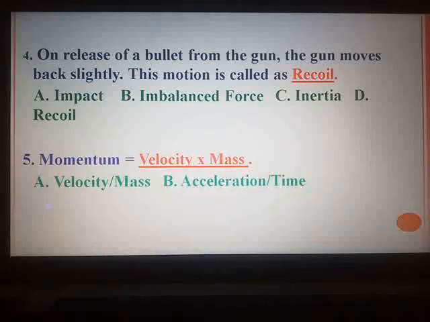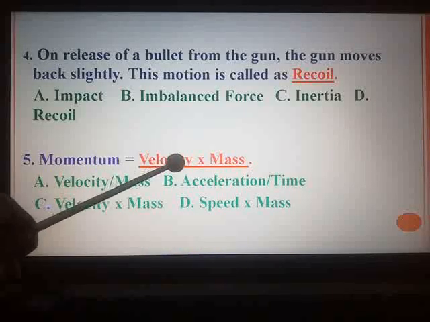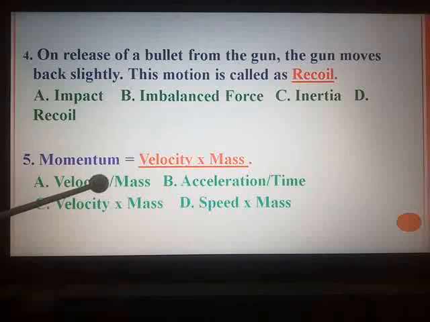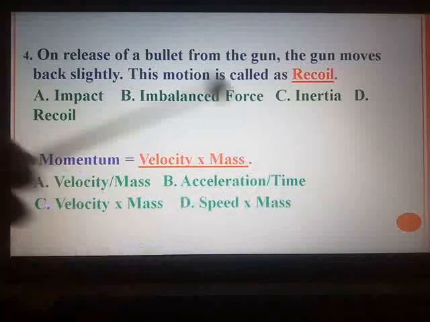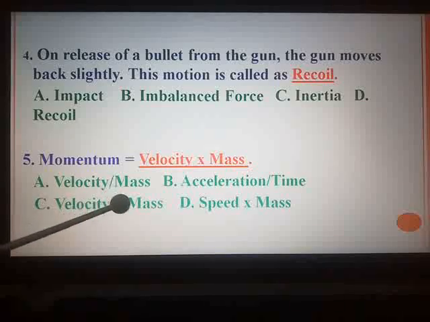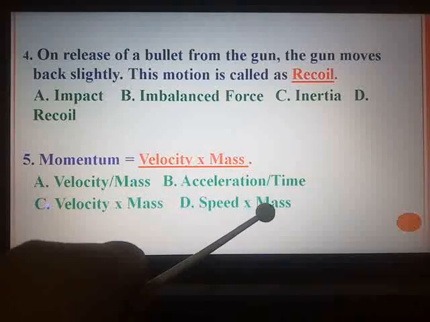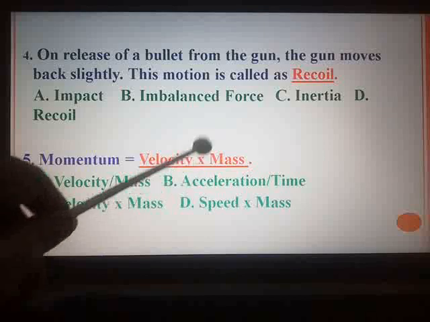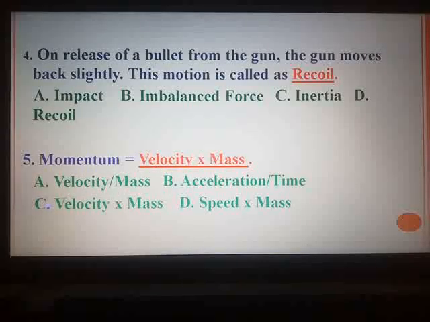And the last one is, momentum is equal to dash: velocity upon mass, acceleration upon time, velocity multiplied by mass, speed multiplied by mass. You all have studied Newton's second law of motion. You know the formula for momentum. It is mass into velocity. So the first one, option A, is the correct option. I hope you have understood the answers for the multiple choice questions.